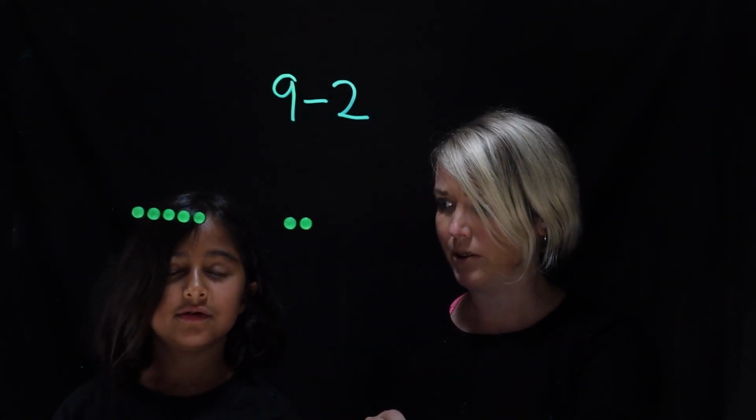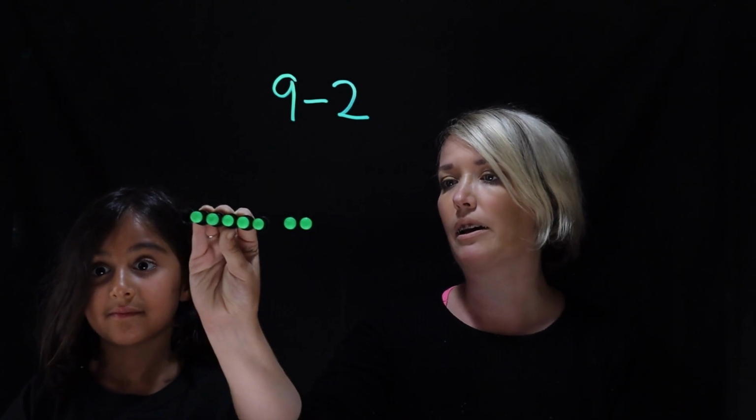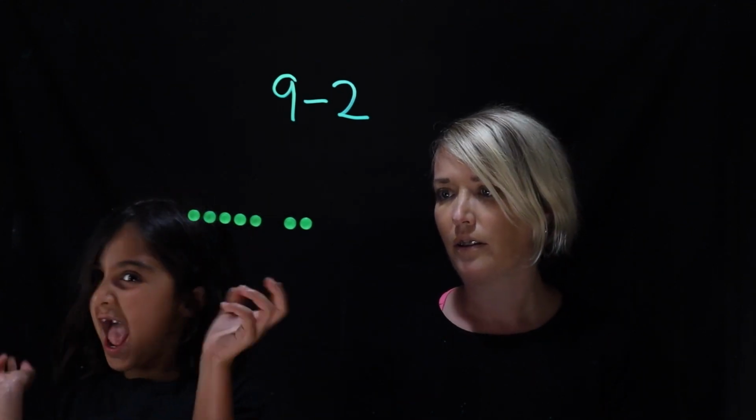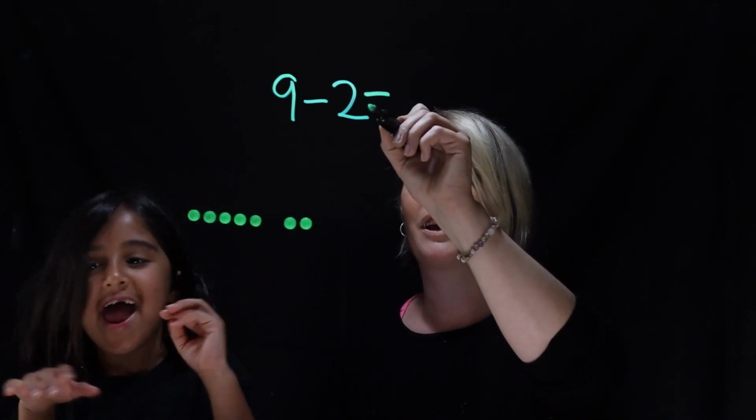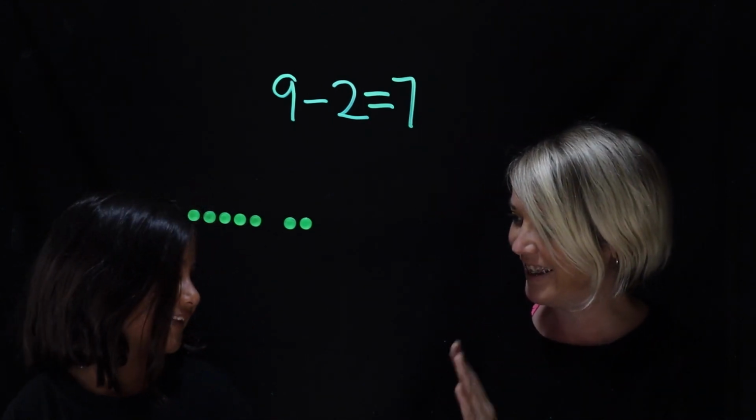You probably know 4 minus 2 is 2, and then I bring the 5 back. Oh, and then you put this back. Equals 7. Okay, so 9 minus 2 equals 7. That was incredible, Nikki. Thanks.